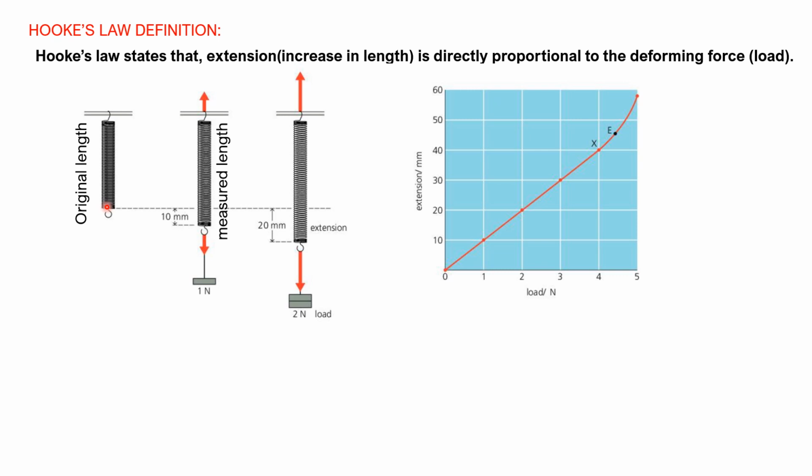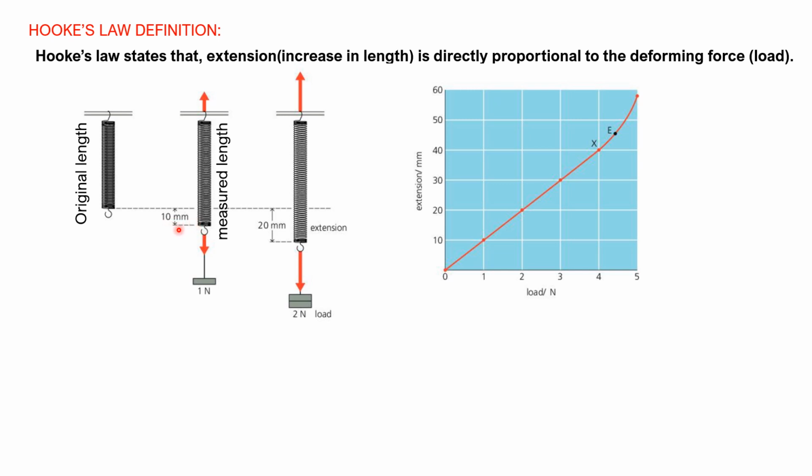Here you can see a spring without any load. So this is the original length or initial length. Once a load is added, the spring extends from its original length. So how do we find the extension of the spring, that is, how much the spring extended from its original length? The measured length minus the original length will give us the extension.